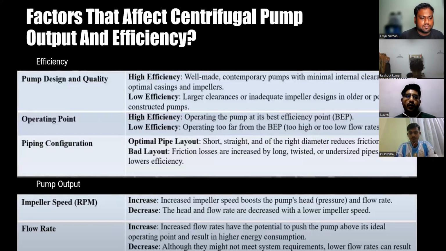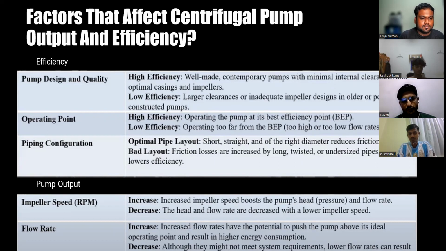Piping configuration. Optimal pipe layout: short, straight, and of the right diameter to reduce friction losses. Bad layout: friction losses are increased by long twists or undersized pipes, which lower efficiency.